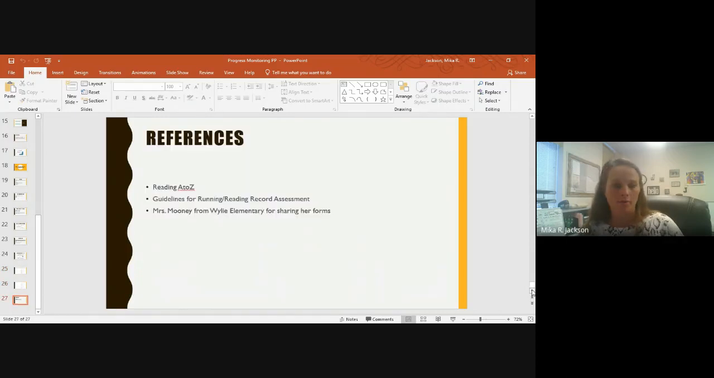And I did want to say that I used information from Reading A to Z. I think that it's a fabulous program that I buy into because it gives me lots of information and things that I can access for my kids. Guidelines for running records and reading assessments. And then Miss Mooney in the 3rd grade shared a lot of her items with me. She's a great source of information.